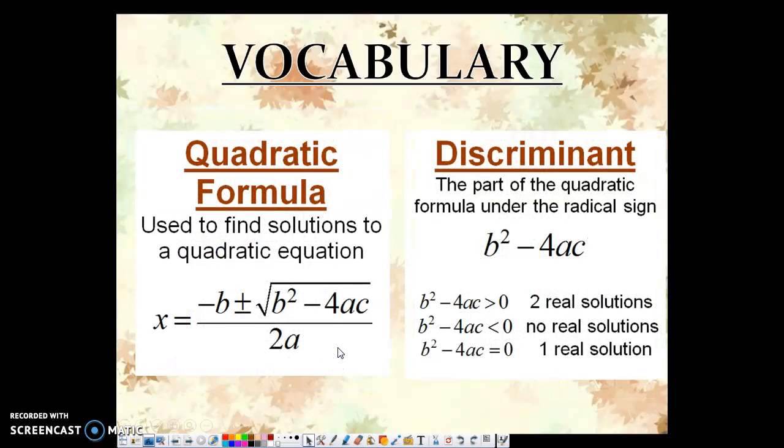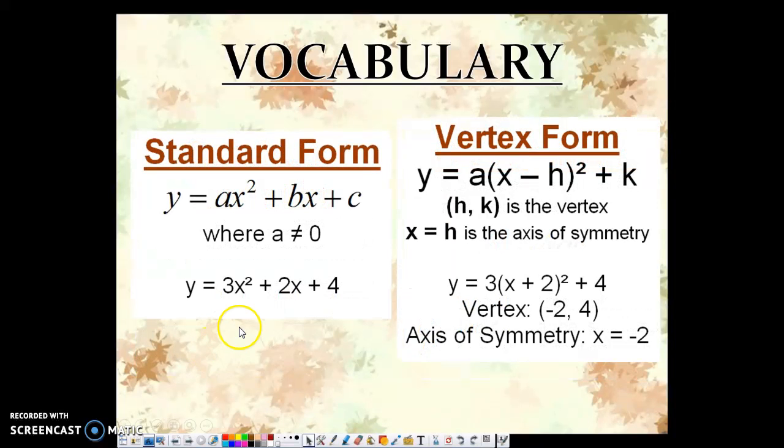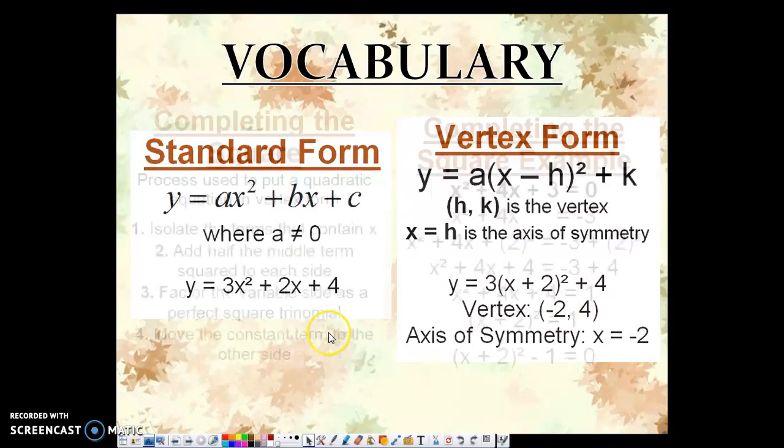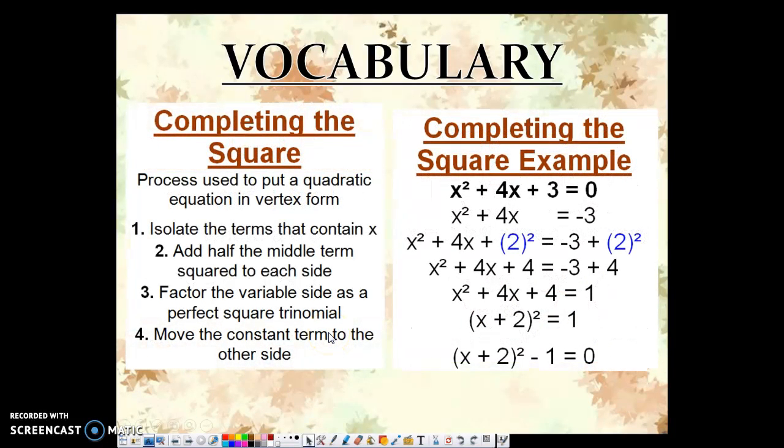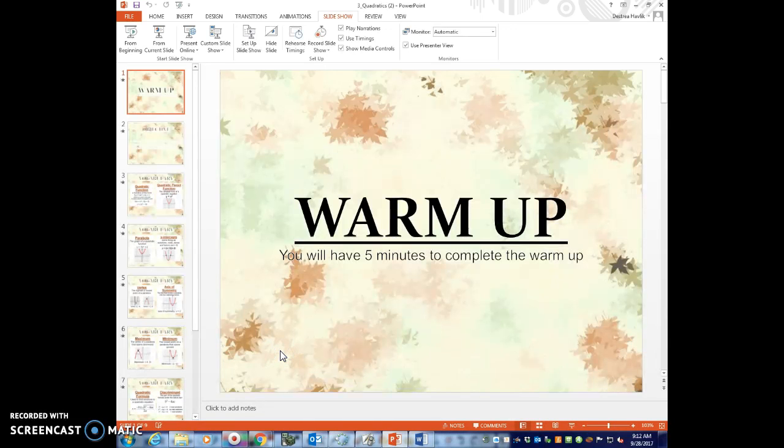Quadratic formula, we don't really need that yet, but we'll get into that later along with discriminant. Standard form, y equals ax squared plus bx plus c. That's usually how you'll see it, but you'll also see it in vertex form. y equals a(x minus h) squared plus k. The h and k in here is the vertex. x equals h is the axis of symmetry. So in this example, negative 2, 4 is the vertex, and the axis of symmetry is x equals negative 2. Completing the square, we're not doing that yet either. Okay, so let's go to your worksheet.